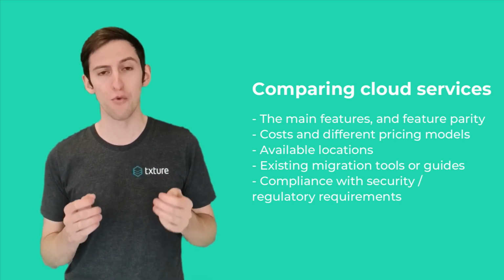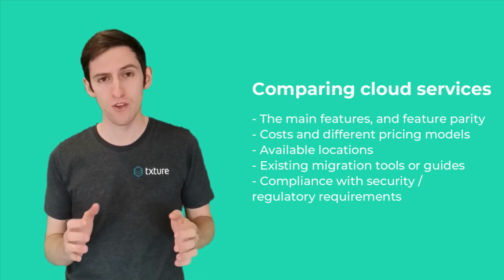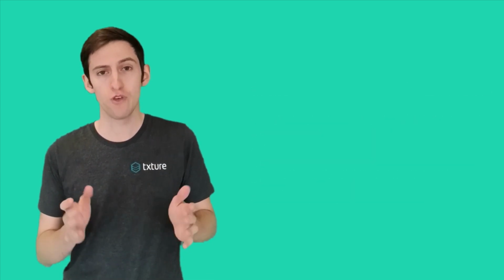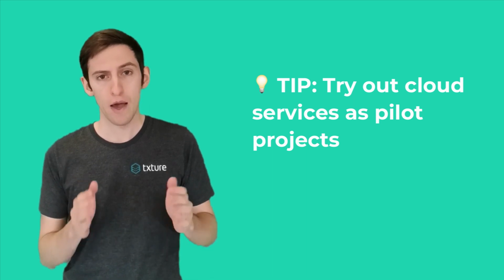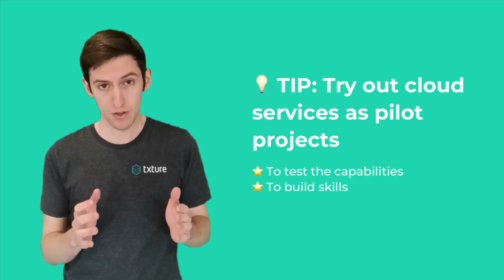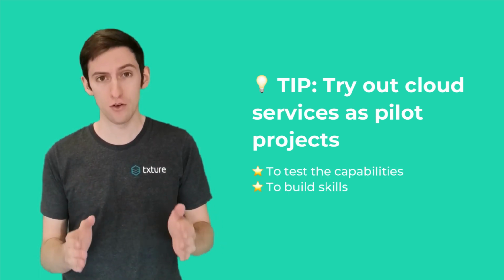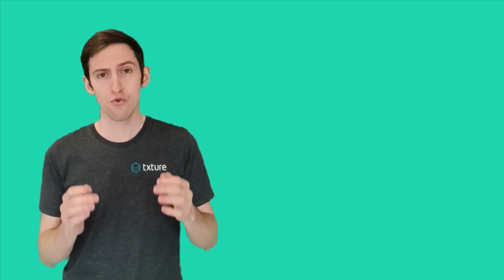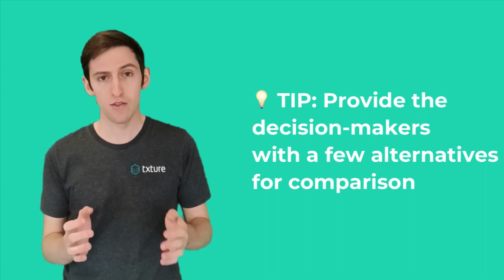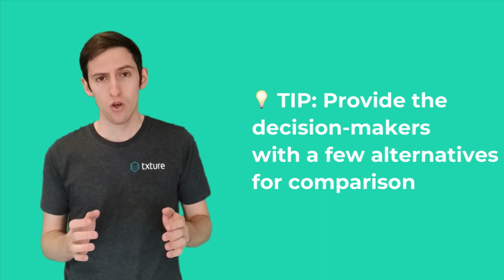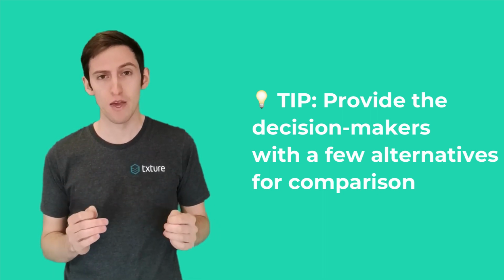Once you have collected this information, you can combine cloud services and start to build a cloud target architecture for your application. And for this, a few tips. First, you should consider some pilot projects where you will try cloud services. It will help you check the capabilities of the cloud services, but also build up skills, show some concrete results, and convince people internally. And when you build a cloud target architecture, you should try to build some alternatives at the same time in terms of pricing model, sizing, and so on, for comparison and discussion with the decision makers.